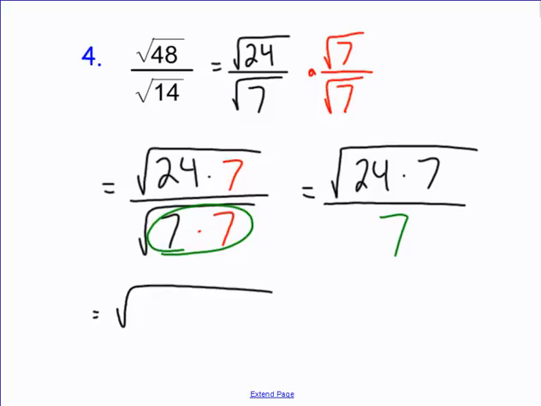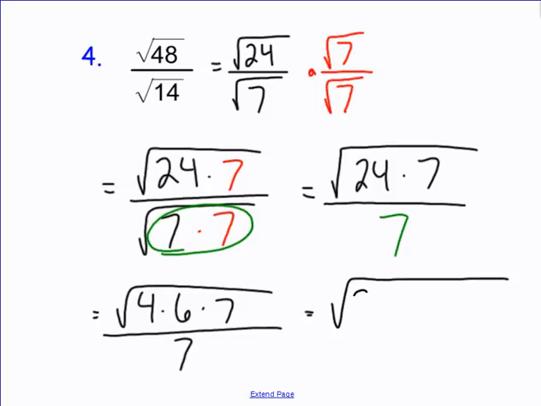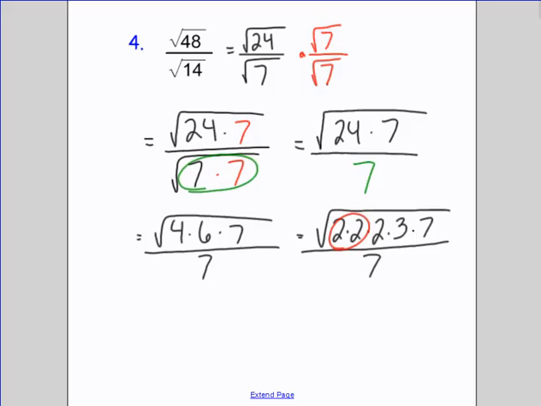So 24 is 4 and 6. Okay. And then 4 is 2 and 2. 6 is 2 and 3. 7's prime. And sure enough, I can take out a pair of 2's. So my answer, the case so far with this, is 2 radical 42 all over 7.